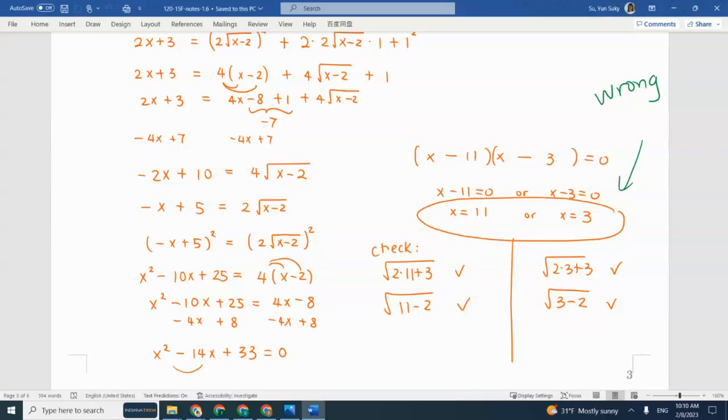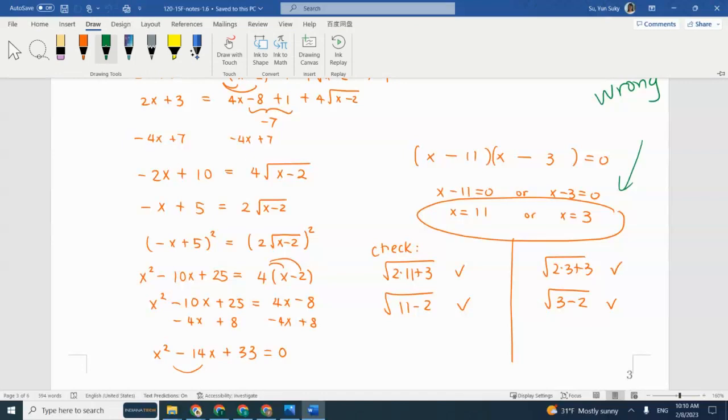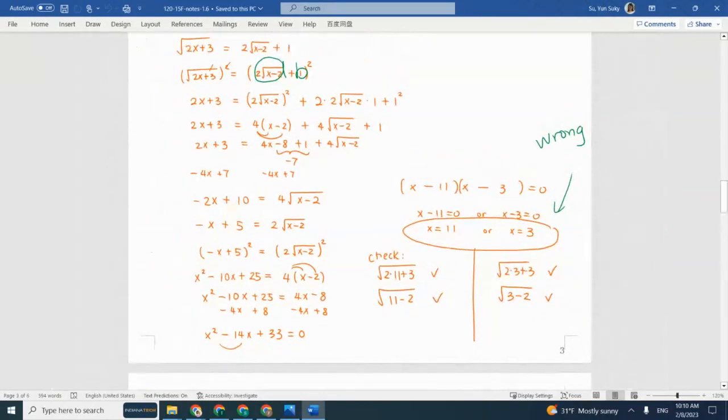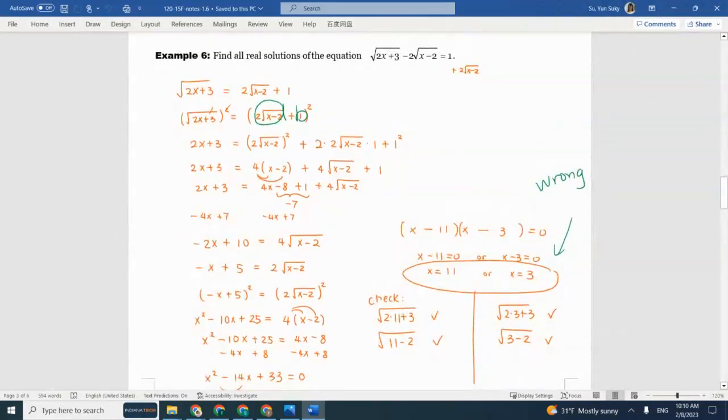So I want to show you this example. Just plugging it in is not enough. We actually need to verify if the left-hand side equals the right-hand side. So, okay, that is wrong. Okay, why? Because we actually need to plug into the original equation and make sure the left-hand side equals the right-hand side.